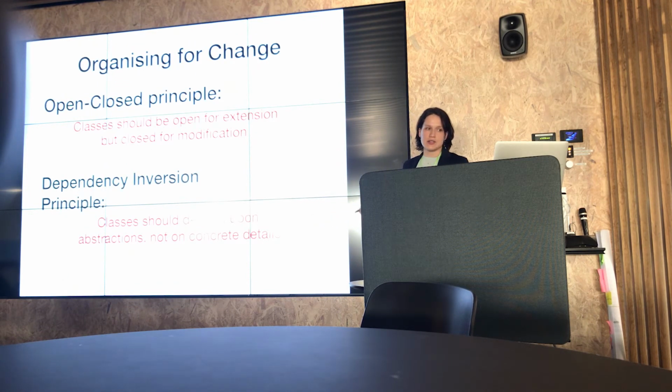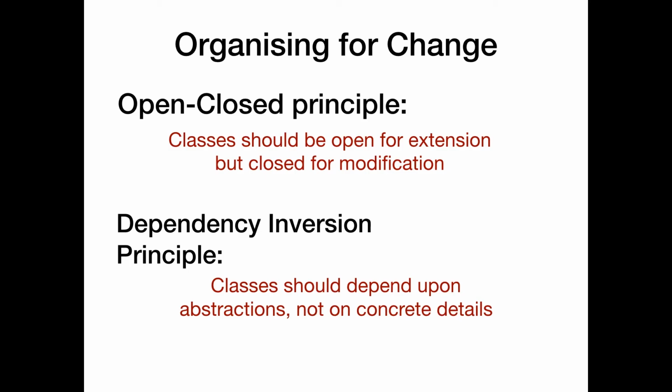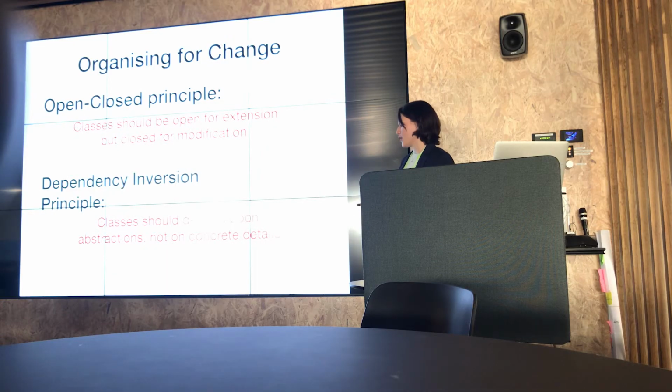And so this leads us to these two principles. First, the open-closed principle. It says that classes should be open for extension, but closed for modification. And the other, the dependency inversion principle, says that classes should depend upon abstractions, not on the concrete details of implementation.